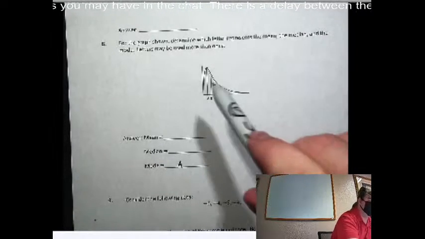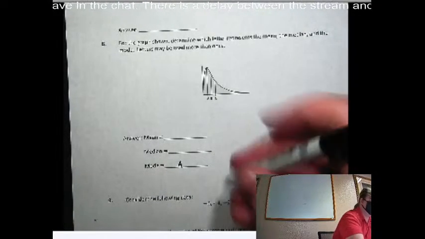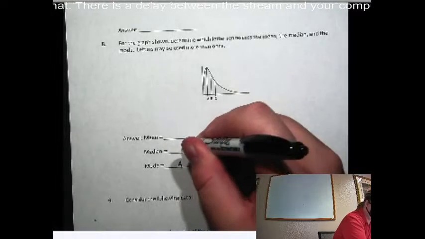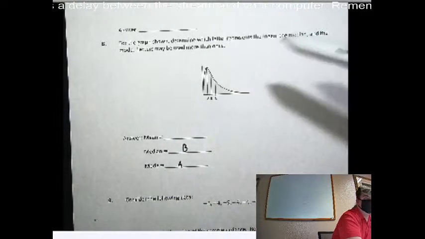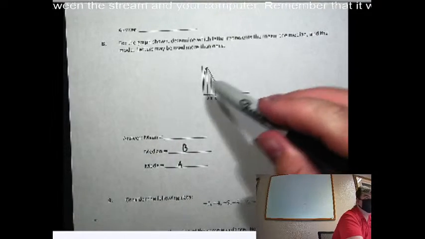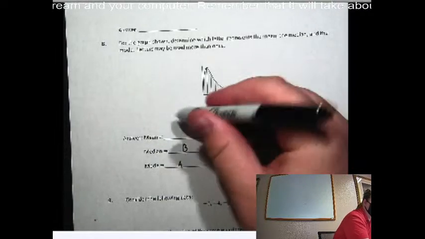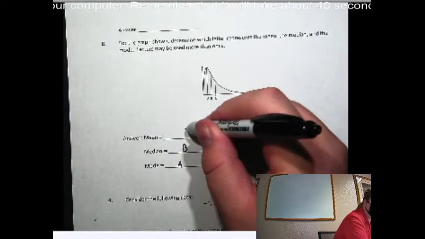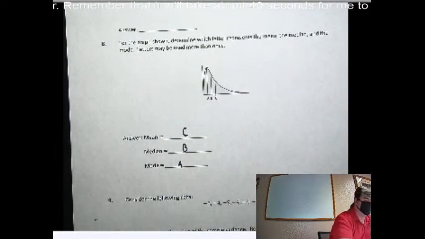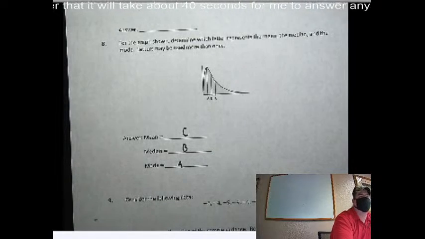Then the middle number, B, is the median. And then that just leaves us with the mean, C, which is on the other side of the median from the mode. And there we go.